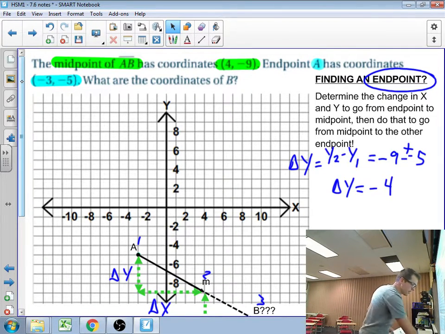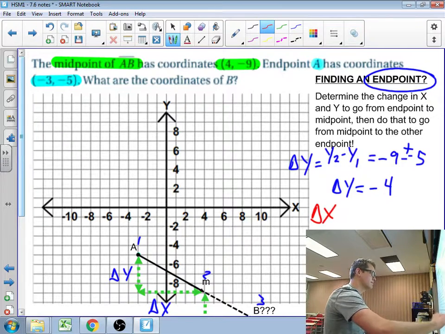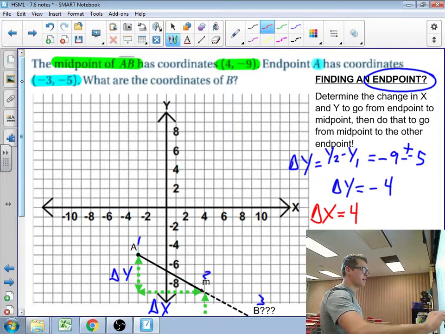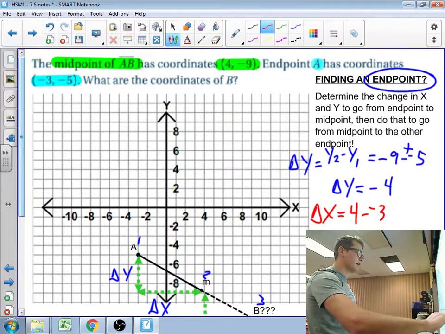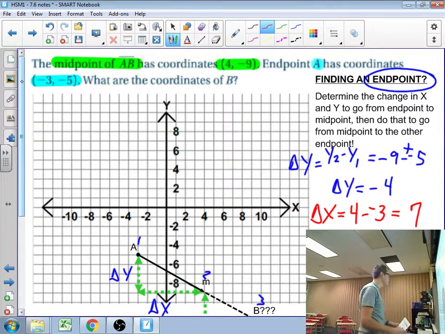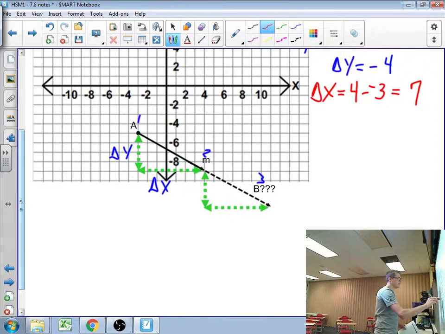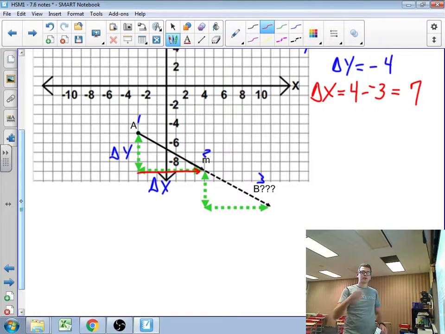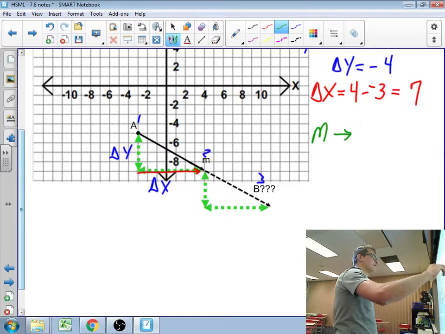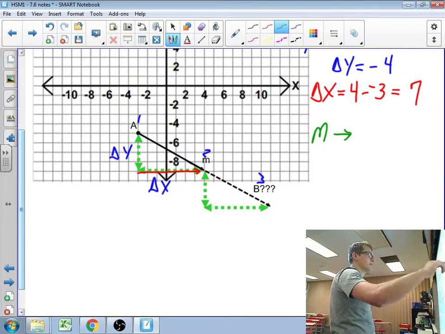And then I can find my delta X, which is my ending X value, so 4 at my midpoint, minus my beginning X value, which was -3. Now this actually comes out to be a +7 because I can see that my change in X right here, this distance from A to my midpoint, was a total span of 7. So I know that I can do the exact same thing to go from the midpoint to my final point B. So what I set up in my paper, or at least what I think about, is going from my midpoint to B. Sorry, we'll make this capital.